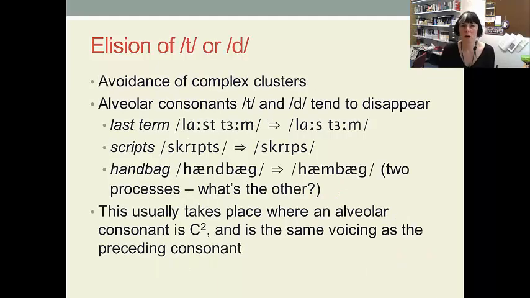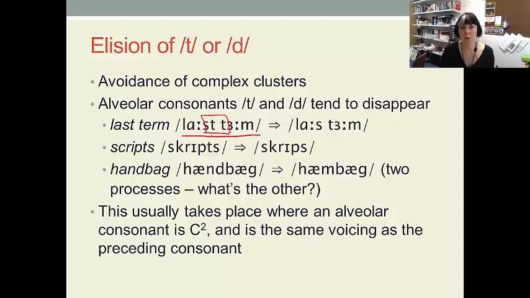Most commonly, though, we're looking at elision of T or D, so alveolar plosive elision. And this is in order to avoid complex clusters. Alveolar consonants T and D tend to disappear in consonant clusters. So let's have a look at some examples. In this one, we've got last term, and we're focusing on this bit here. We've got quite a big group of consonants here, and we want to see what goes on here.